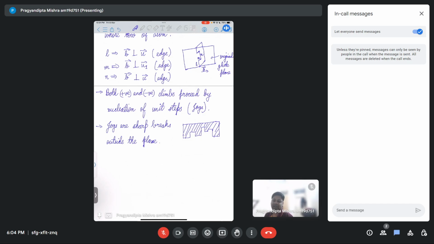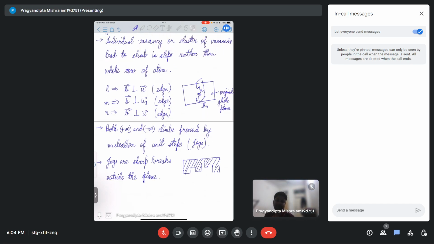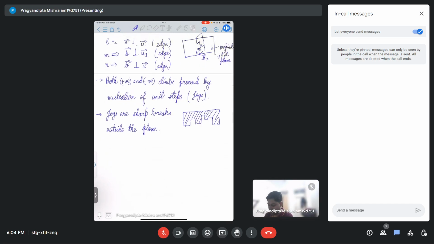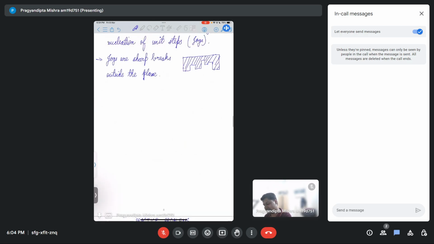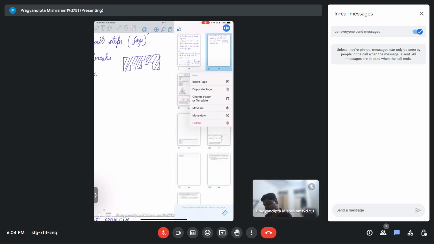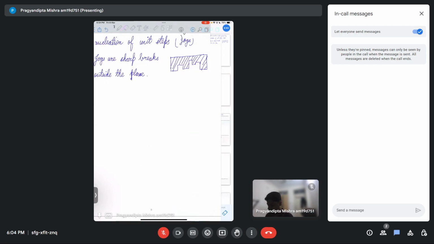I hope everyone has understood till here what kinks and jogs are. Okay. Now let's move on to dislocation motion. What could be the possible resistances that could be present for dislocation motion?